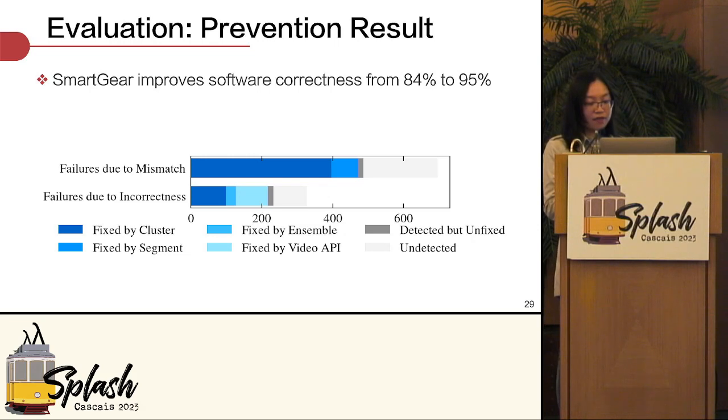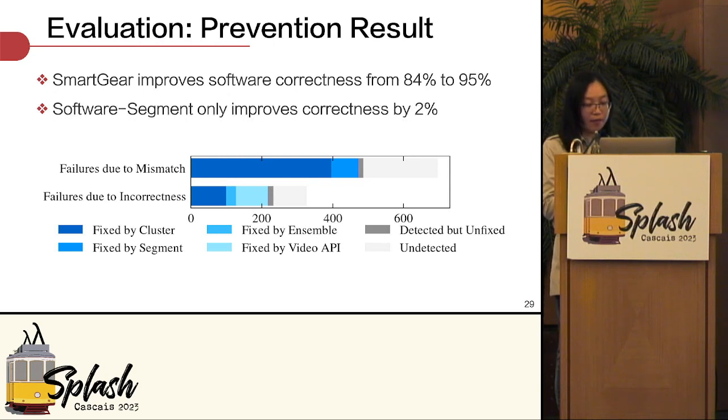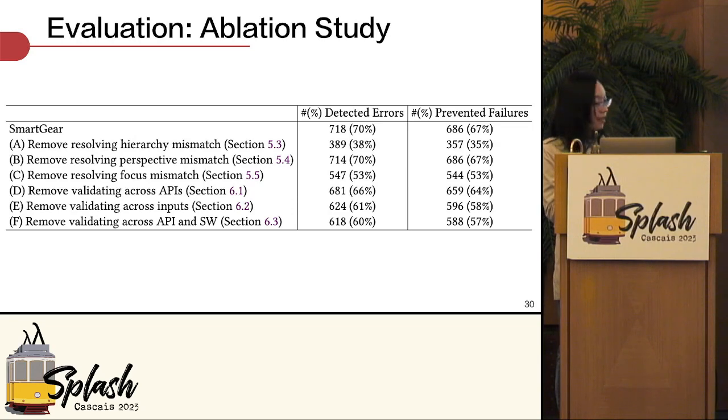The ultimate goal of SmartGL is to improve application execution correctness. So SmartGL achieves this goal by improving the average execution correctness rate across all applications from 84% to 95%. It resolves one-third of incompatible outputs using all four types of fixing strategies. In comparison, the software segment, the other scheme that has failure prevention capability, is only able to eliminate 126 failures, improving the execution correctness by only 2%. And here is our ablation study. It shows that all of our components contribute to our results.